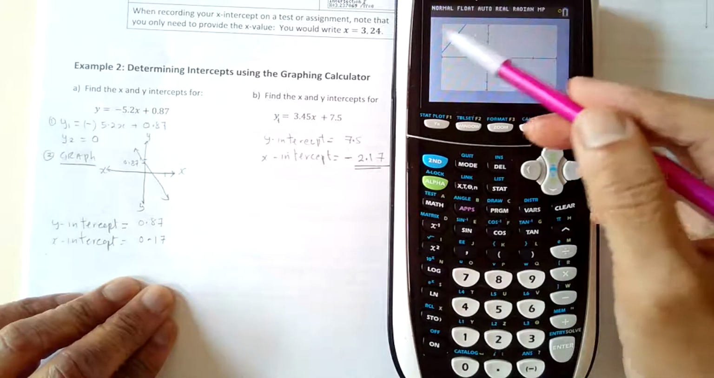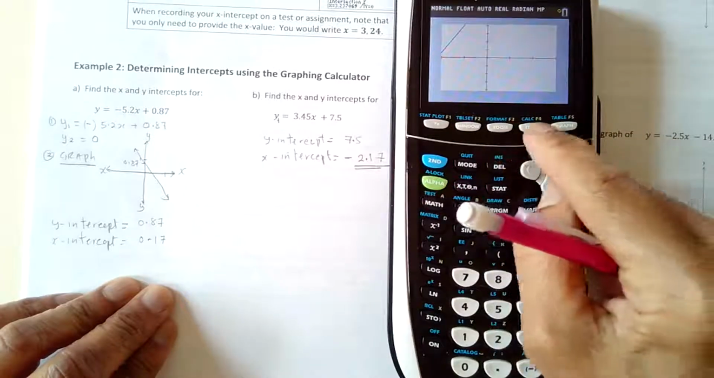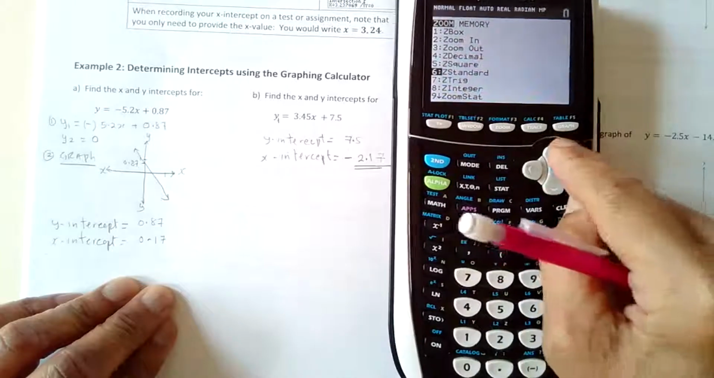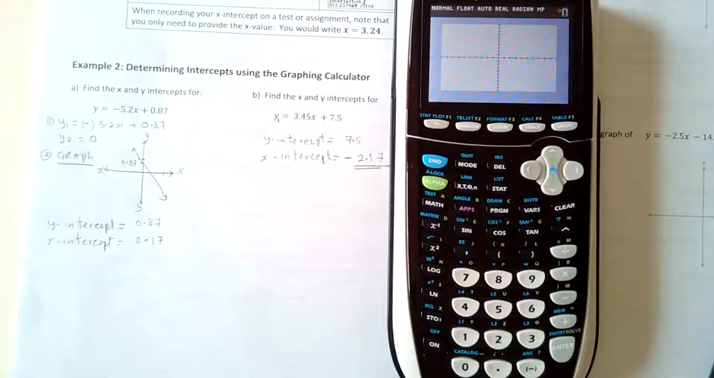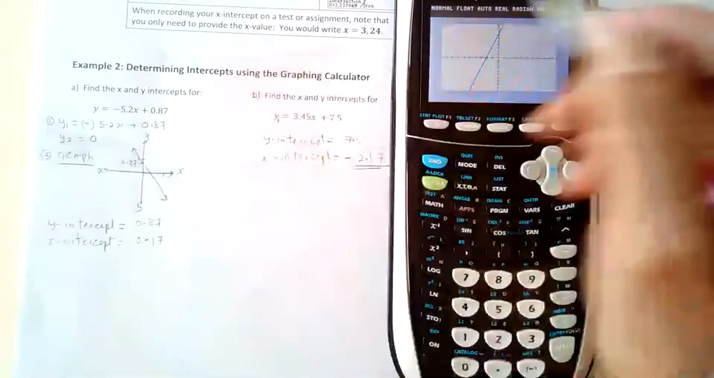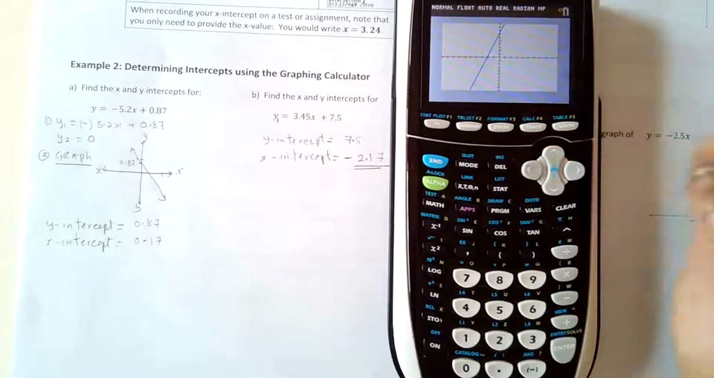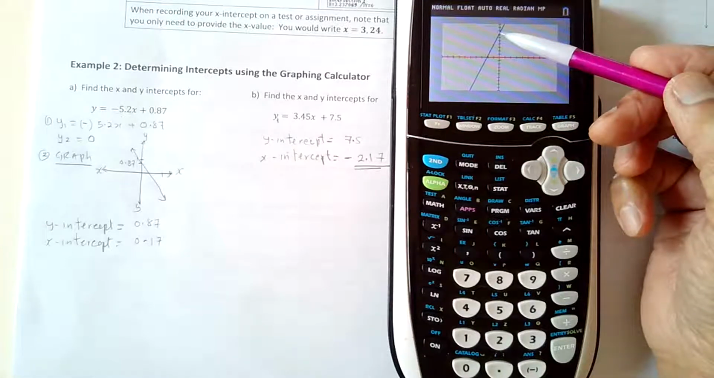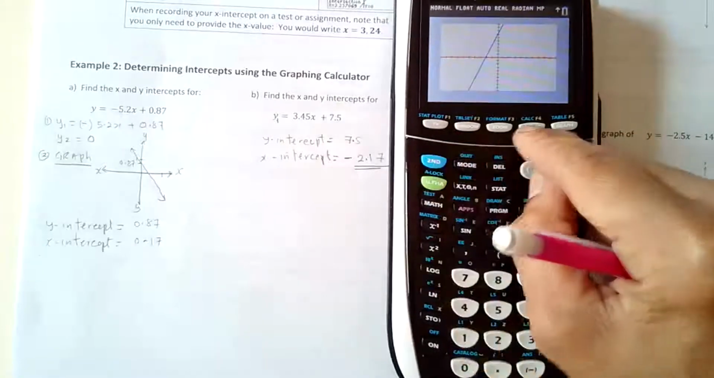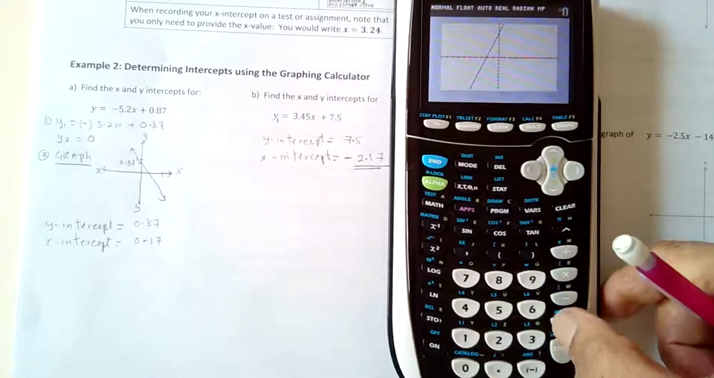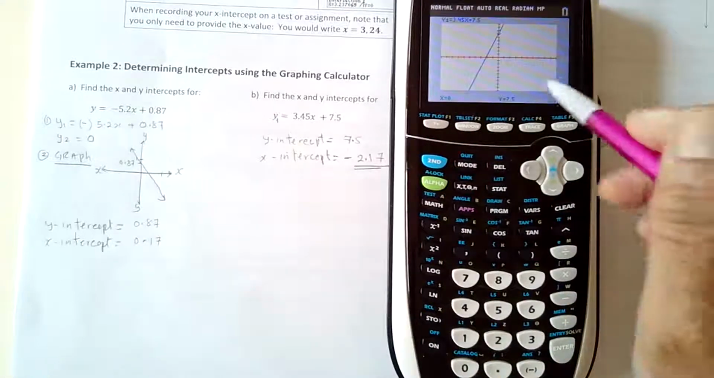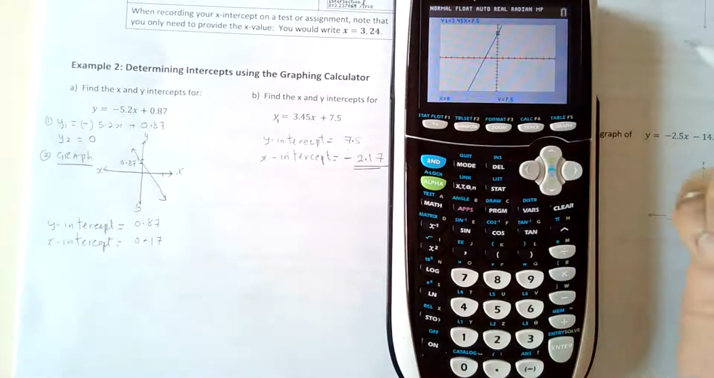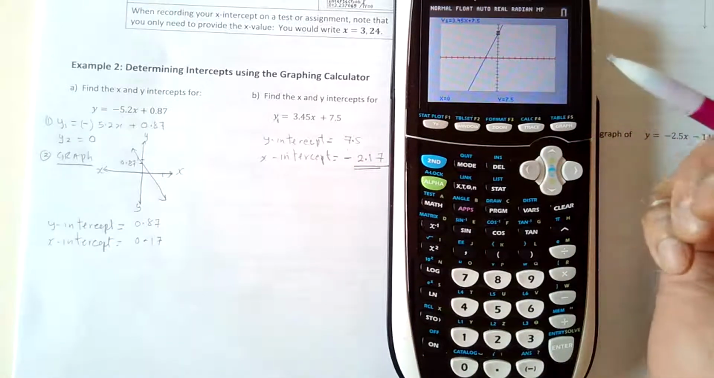Notice your graph is way on the other side, so you can press your zoom button. It's a shortcut, the zoom button. I'll go to standard. The standard is zooming out. And there you can see your x and y intercept, and this is your line y equals 0. So let's find the y-intercept first. Second, trace, value, x equals 0, y is 7.5. This is what you have. Remember, whenever x is 0, the value for y is your y-intercept.